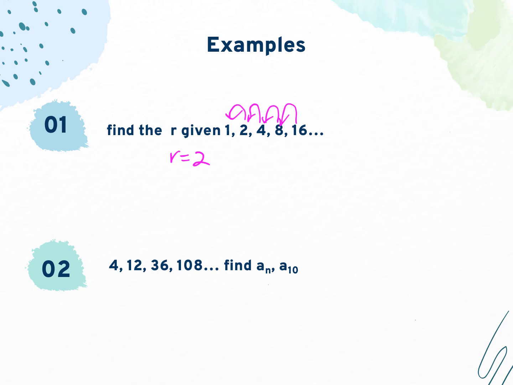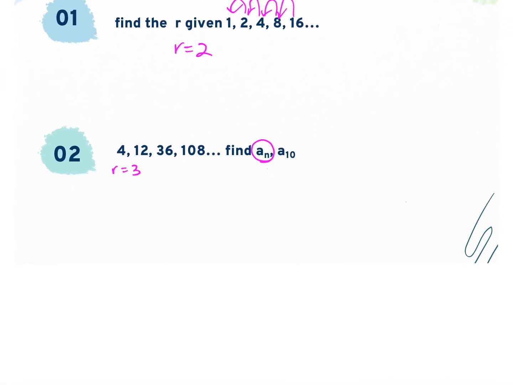Okay, 4, 12, 36, 108. Find a sub n and a10. So first, what's the r? 3, right? 12 divided by 4, 36 divided by 12, 108 divided by 36. So r is 3. Now I've got to find the equation for a n. So a n equals the first term, which is 4, times the r, which is 3, raised to the n minus 1. So that's the first part.